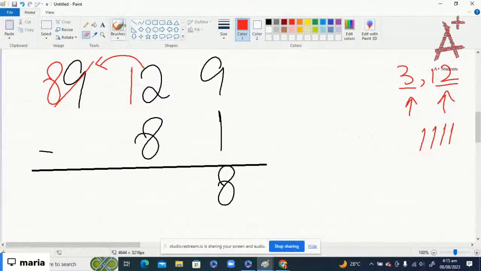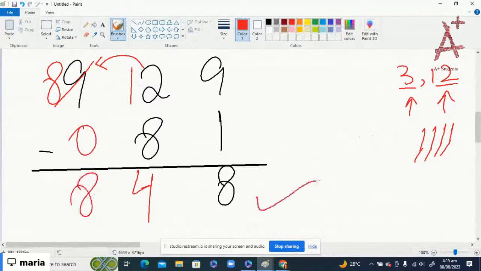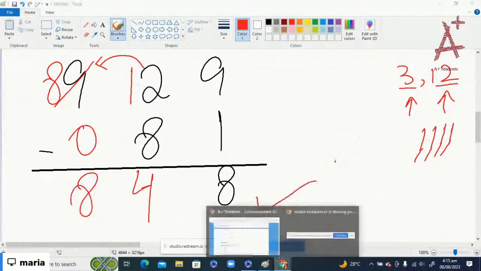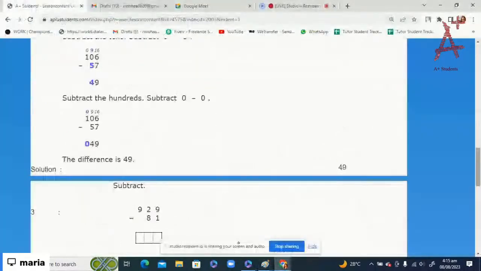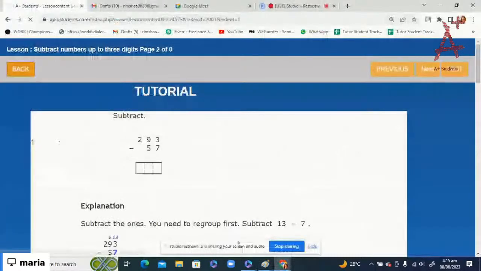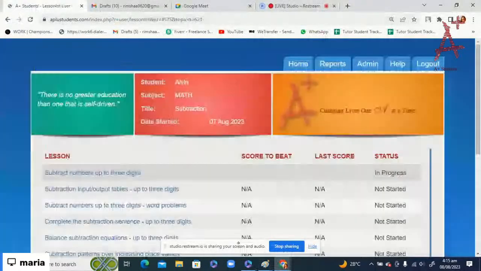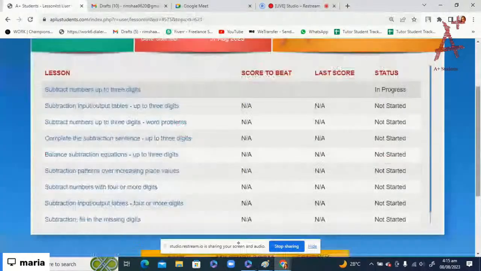How many are left? 1, 2, 3, and 4. Let's write it here. 4. And this 8 here minus nothing, it means 0. Then 8 as it is here. This is your answer, 848. Got it? Alright. So the rest of the questions you solve yourself. Now let's move to the next lesson.